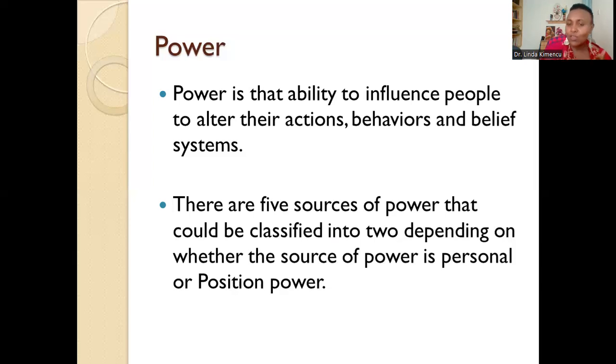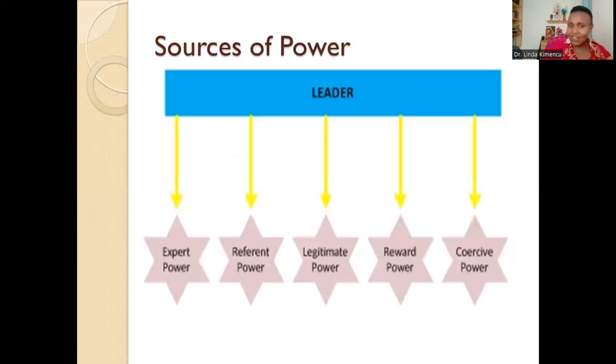Position power is based on the position, so it's more like authority. Position power is like being given an authority. When we're talking about the organizing function and the line and staff authority, this is what you're talking about: this person has a designated position that gives them the authority to make people do stuff, to engage or participate in an activity. So these are the types of power.